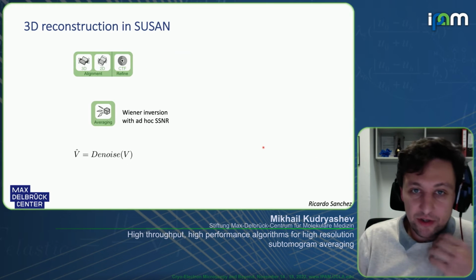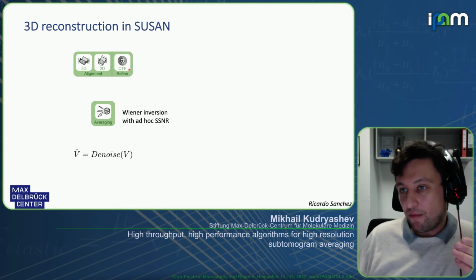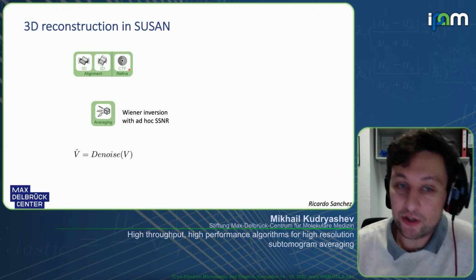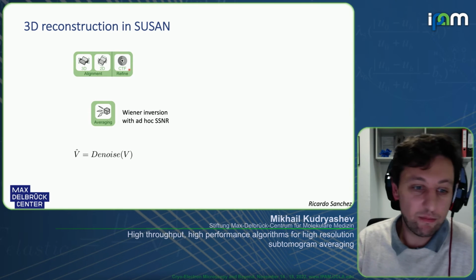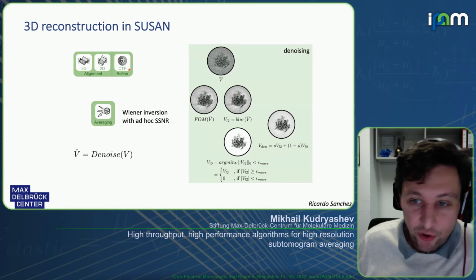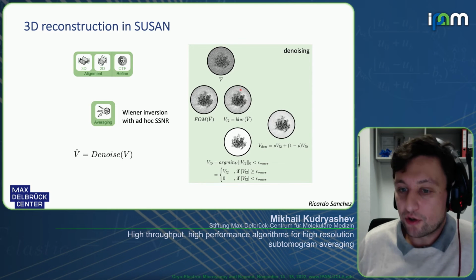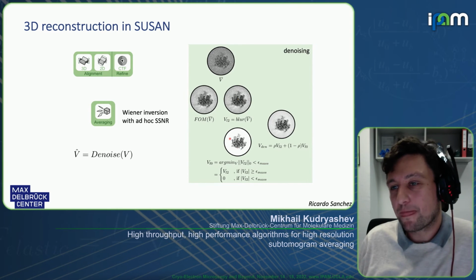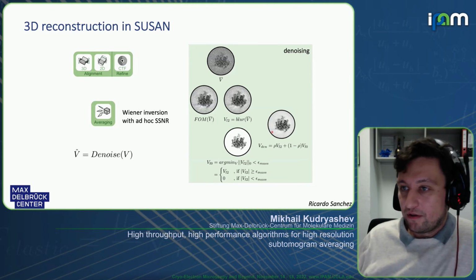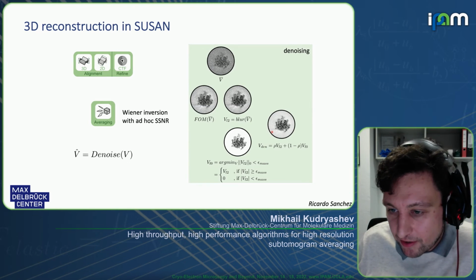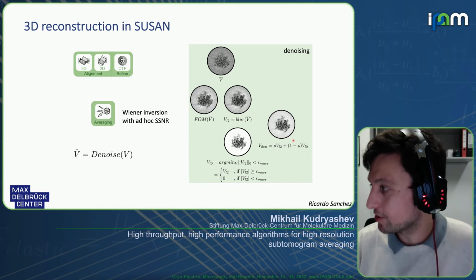So for 3D reconstruction, when Ricardo knows the alignment parameters for every particle and CTF values, and also how much the sample has been damaged by the electron dose, he does Wiener inversion with an ad hoc SSNR that you can input to Susan, and then he performs a denoising operation. His denoising operation is a combination of blur, which the user can also vary, and the equivalent of a solvent flattening. You can combine this in a flexible ratio, and then this would be the denoised map that goes into the next iteration of iterative refinement.